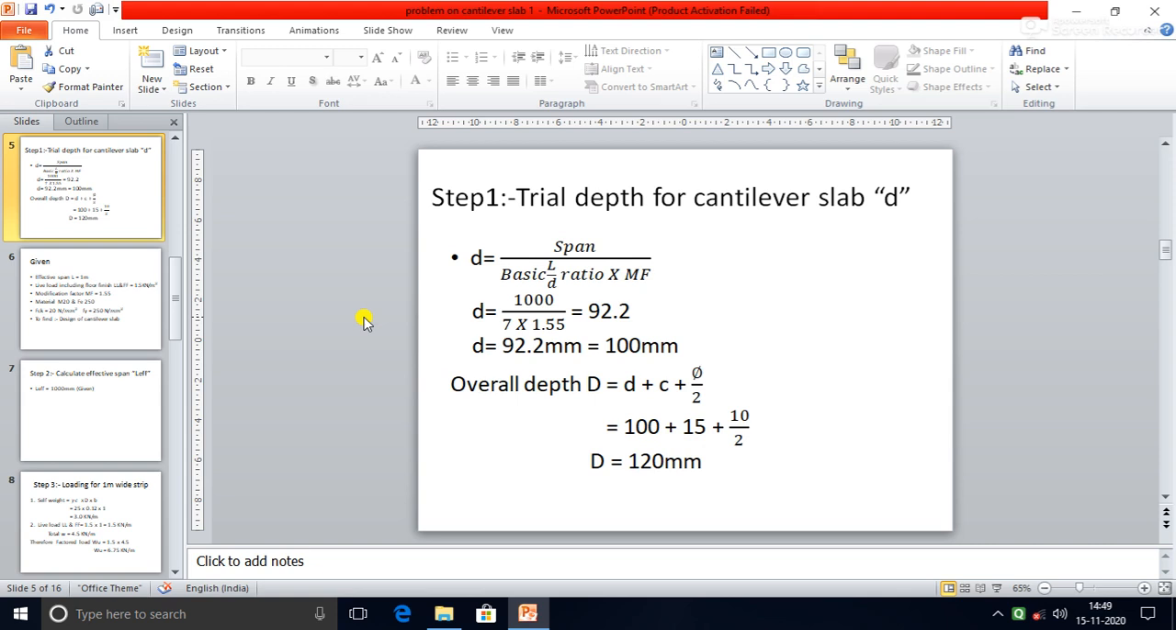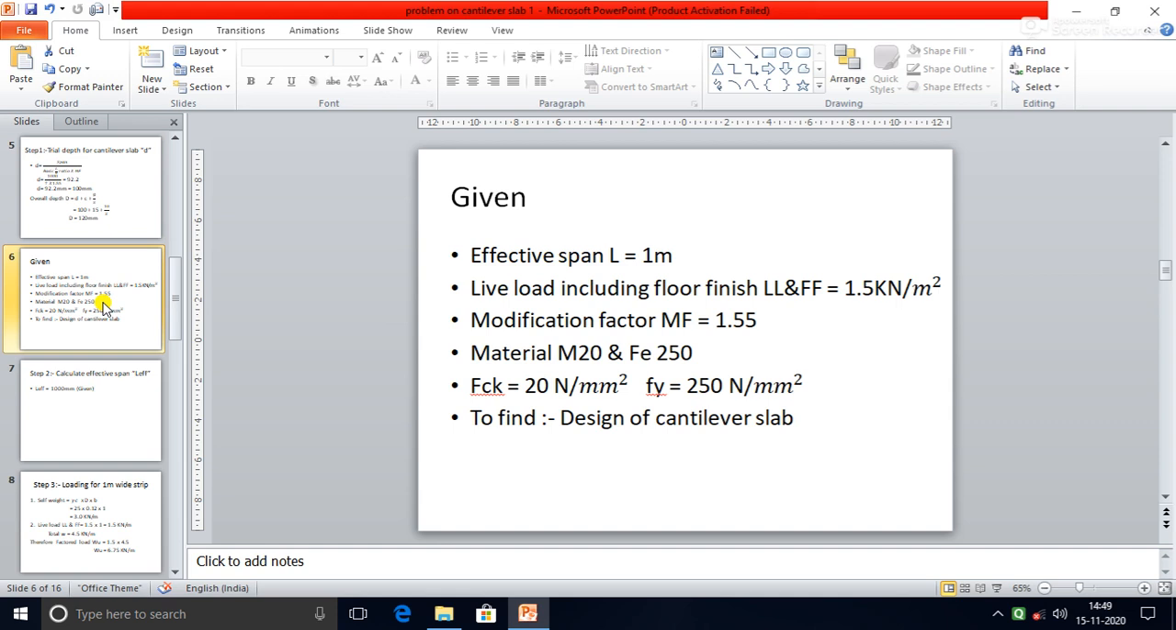We have not calculated the required depth. In the coming steps, we are going to check whether this depth is correct or not. Then, in the given problem, the effective span is directly given as 1 meter. Live load including floor finish is 1.5 kN per meter square. Modification factor is given as 1.55. Material is M20 and Fe250, that is mild steel, so fck is 20 Newton per mm square and fy, the yield stress in steel, is 250 Newton per mm square. We have to design a cantilever slab, that is, find the depth required for the cantilever slab and the steel area. So we'll start with the problem.